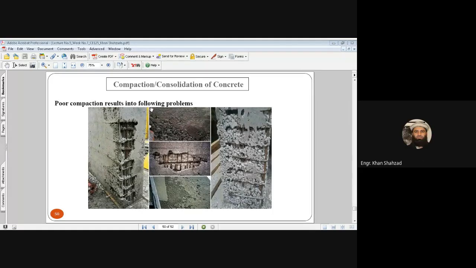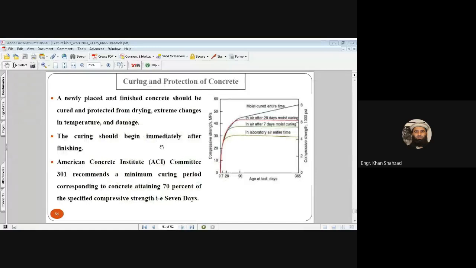So poor compaction results in the following problems. Okay, so compaction is very important. Remember. The last topic of today's lecture. If you have any question, we can discuss. Otherwise, we can go to the last topic.